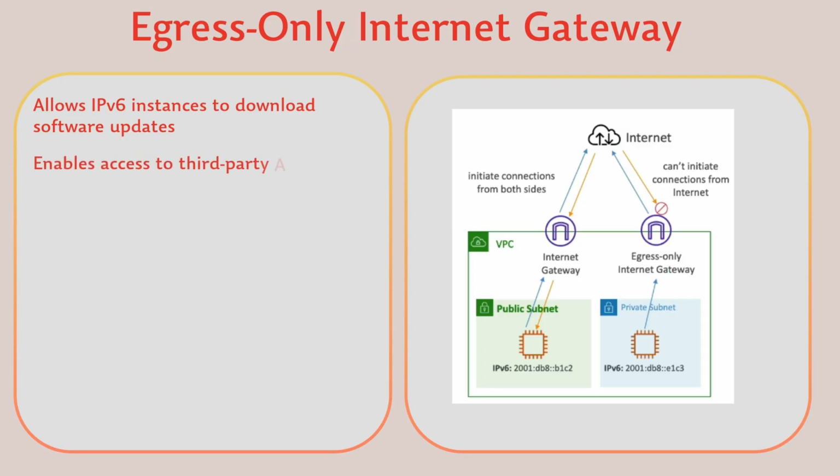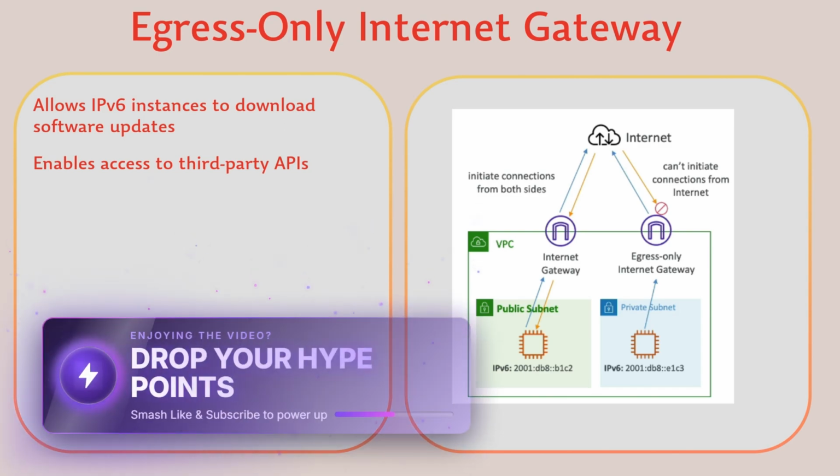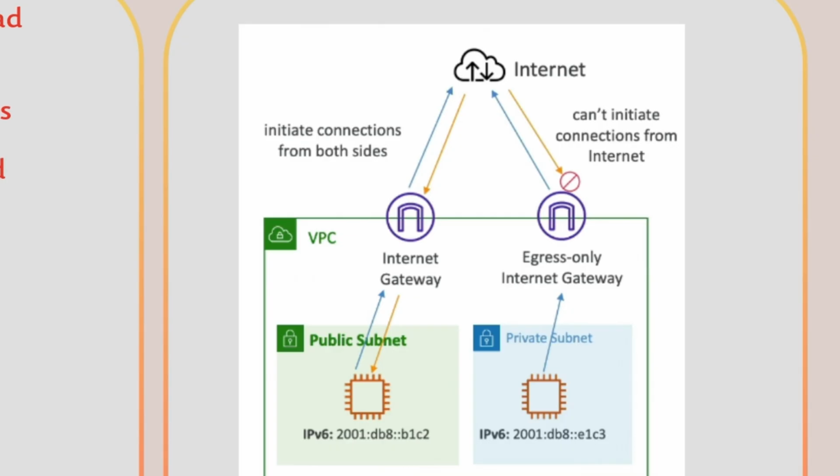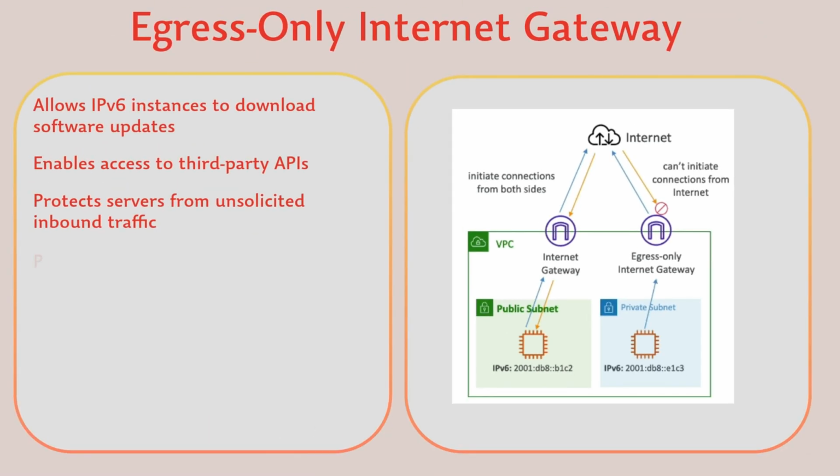It enables access to third-party APIs. Example, application servers can communicate with Stripe or Twilio. It protects servers from unsolicited inbound traffic. Hackers cannot directly initiate connections to the EC2 instance. It provides stateful behavior. Example, response traffic is allowed, but new inbound connection requests are blocked. It is ideal for backend application servers. Example, web servers behind an ALB, internal microservices, container workloads.